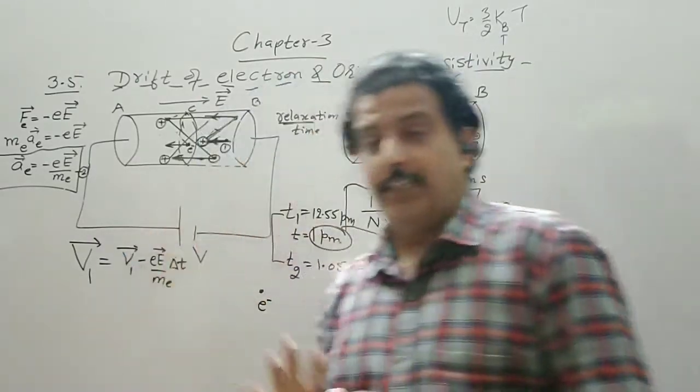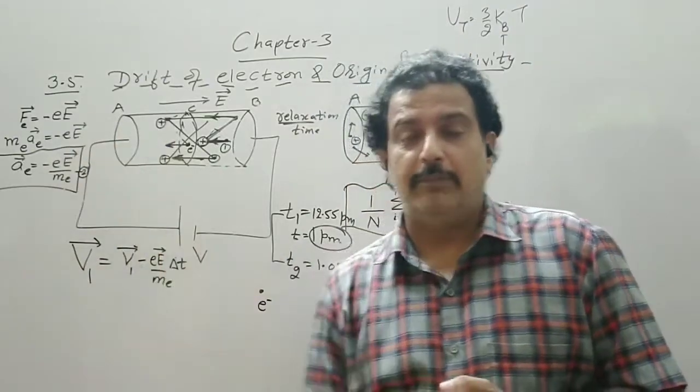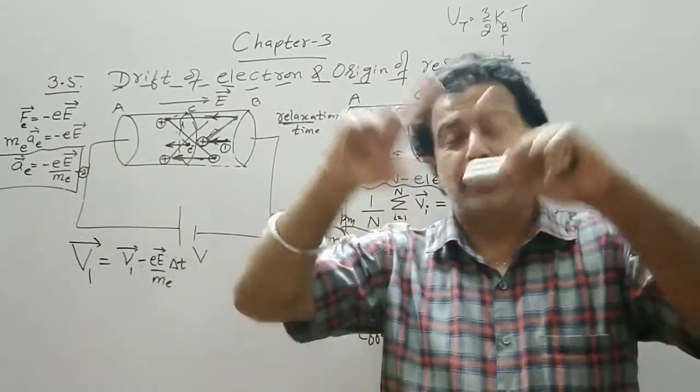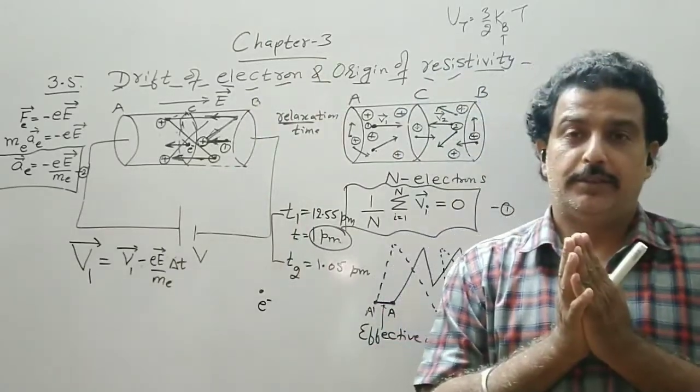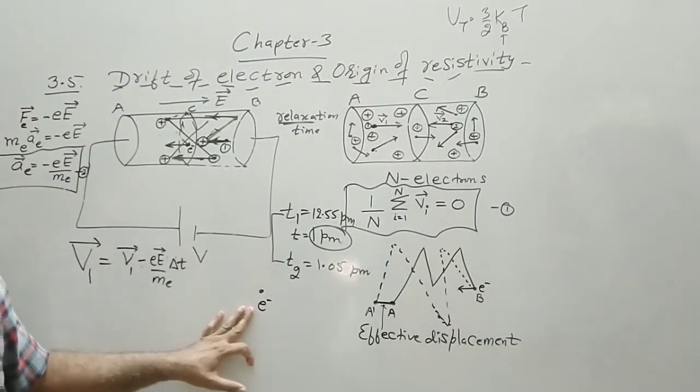Their initial velocities were different, so their final velocities will be different. Now you have to consider all the electrons. Again, I am saying we were observing the first electron only.